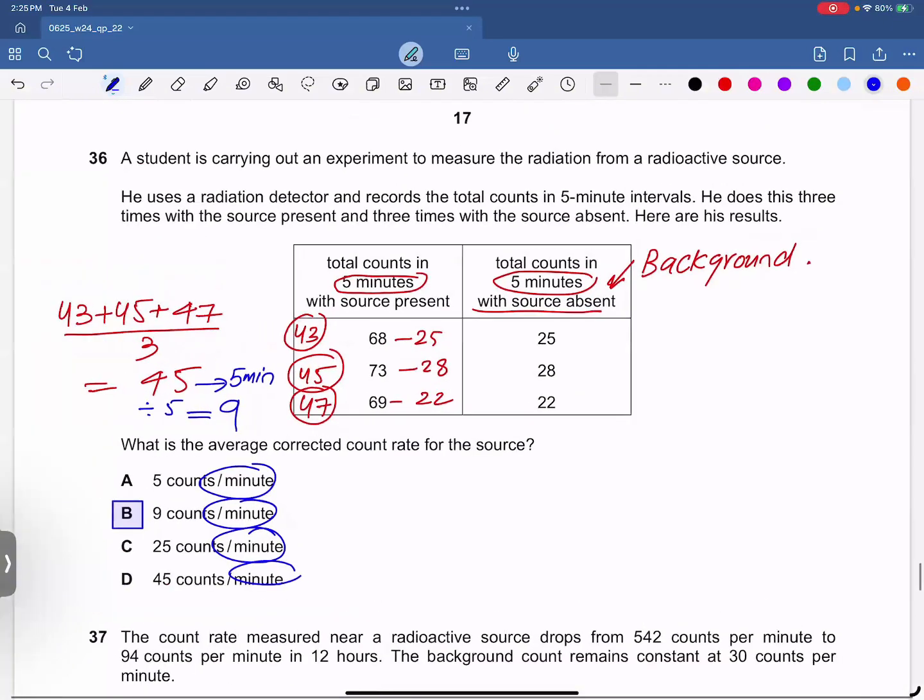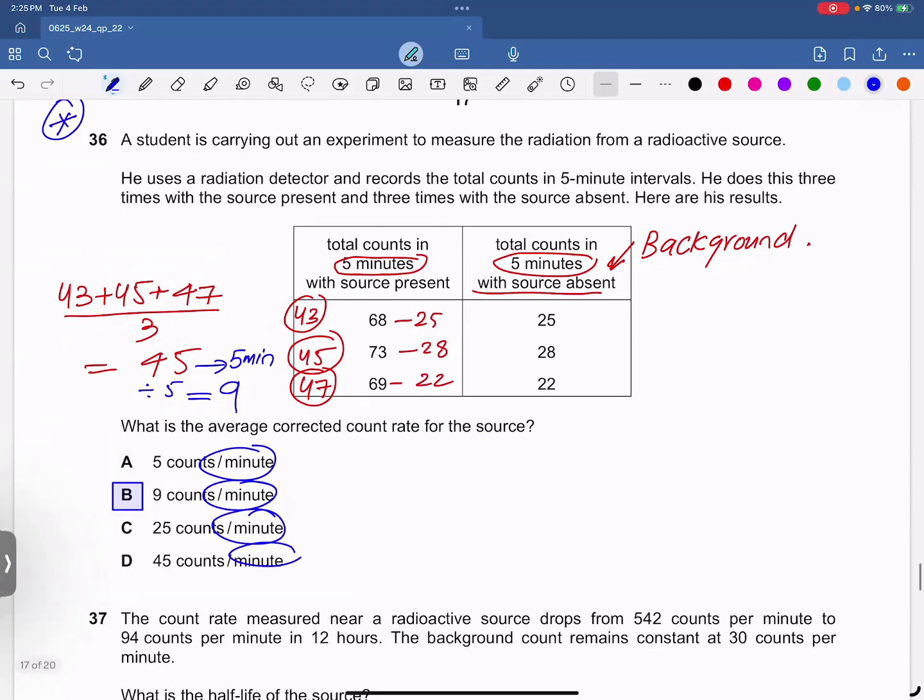It's a good question. Please watch this again. So what did you do? You subtract the background, you take their average, and then you divide by 5. Let's go to the next question. Question number 37.